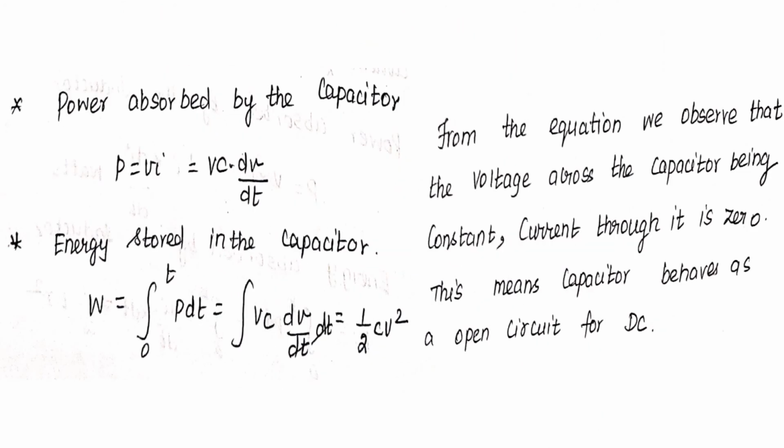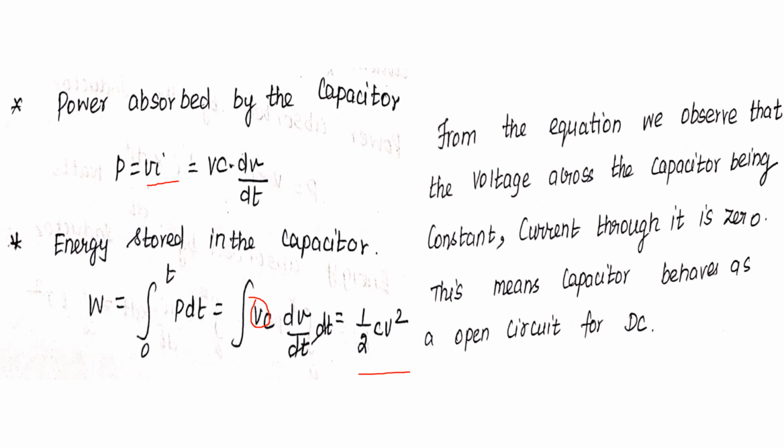Next, what is the power absorbed by the capacitor? P is equal to V into I. So it is equal to V into C into dV by dt, because I is equal to C into dV by dt. Energy stored in the capacitor is found in a similar manner as we did for the inductor. So P into dt is V into C into dV by dt. Both the dt's get cancelled and we get V square by 2, that is half into CV square.